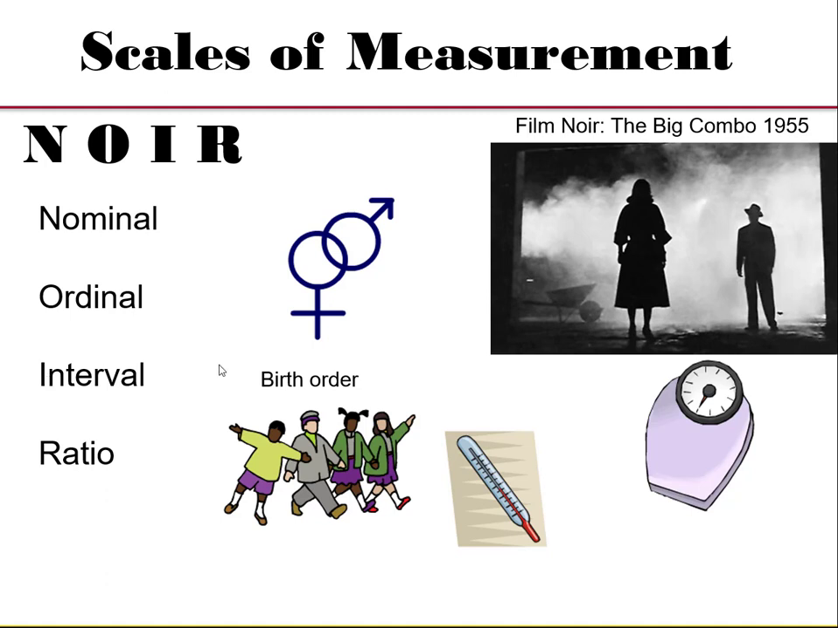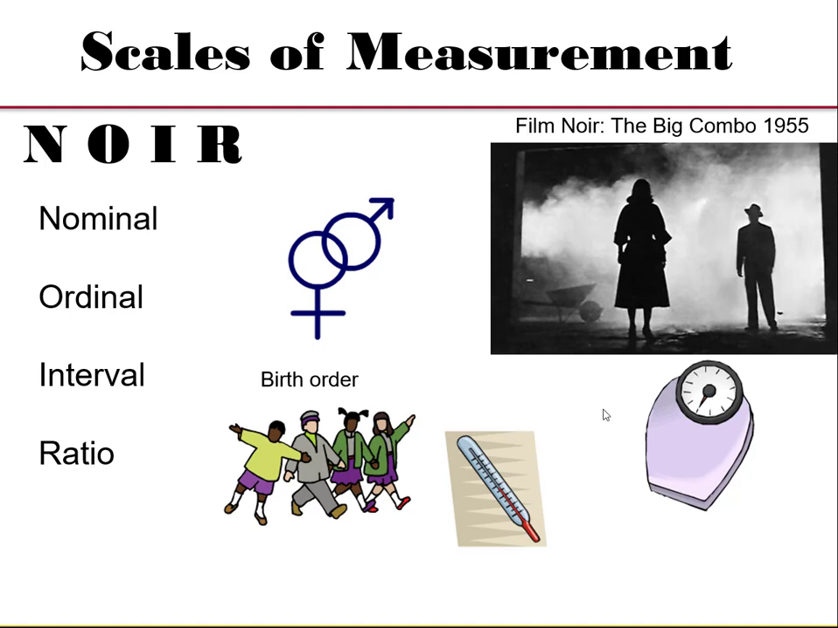Then we have interval, and if you can't tell, that's a thermometer. The reason why interval is different than ratio is that in interval, a 0 is just a placeholder. So if I say it's 0 degrees outside, it doesn't mean there's no temperature outside. It just is a placeholder. It means it's cold on the Fahrenheit scale, and it doesn't mean absence of.